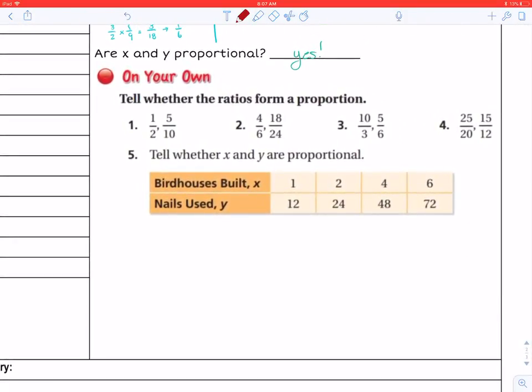The on your own problems, we've got 5 here, are hopefully not too difficult. I encourage you to not overthink it. That's one of the things we need to get into, is not overthinking our problems. So we're going to tell whether the ratios form a proportion or not.